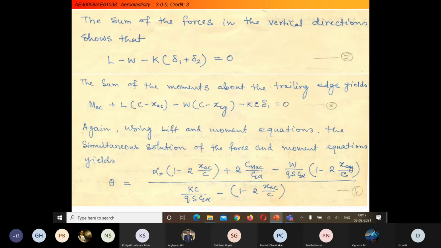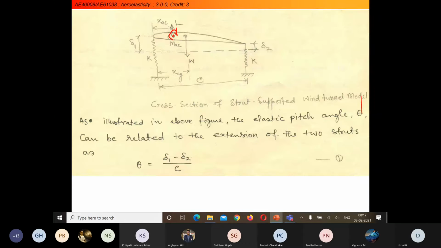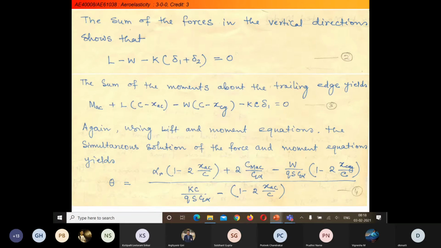Let us consider the equilibrium equations. We will have two equilibrium equations. One is summing all forces acting upward equal to 0, and the other is summing moment about either the leading edge or trailing edge equal to 0. It is basically moment about any point, it should be equal to 0. Let me come to the equilibrium equation.